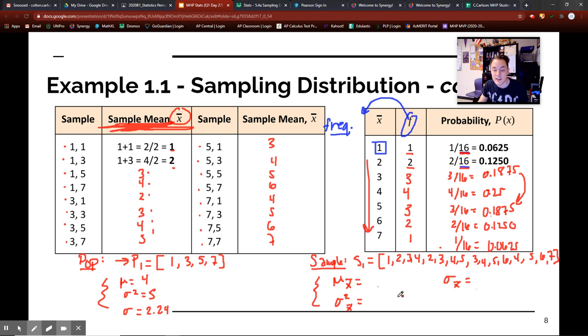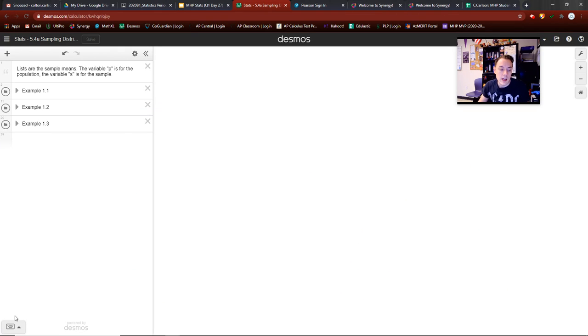How do I find these? If I'm given all this, I found this already with my table. How do I find this junk? That's when we use Desmos. So I'm going to go to Desmos. I'm going to show you what this is.